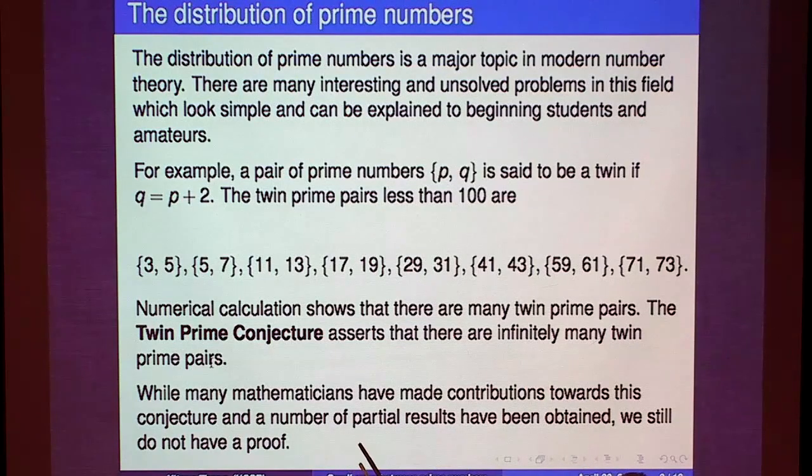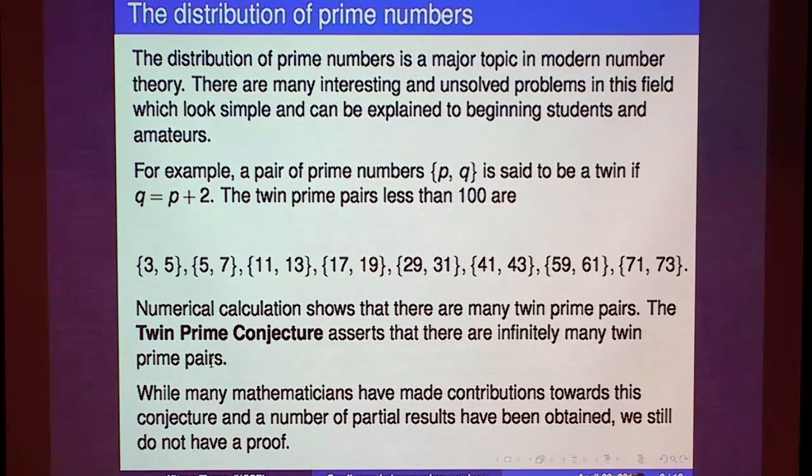Then we may ask how many pairs of twin prime numbers there are in total. Now it's difficult to handle. Of course, we may use a computer program for numbers less than 1 million, less than 1 billion. I don't know what the record is, but anyway, people have already found many twin prime pairs. Then there is a conjecture, the so-called twin prime conjecture, which asserts that there are infinitely many twin prime pairs.